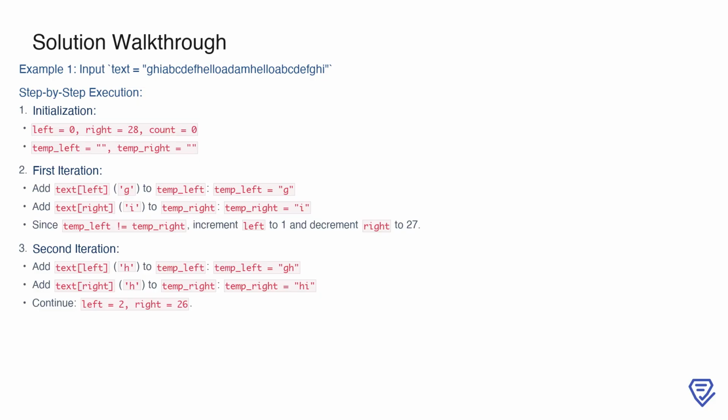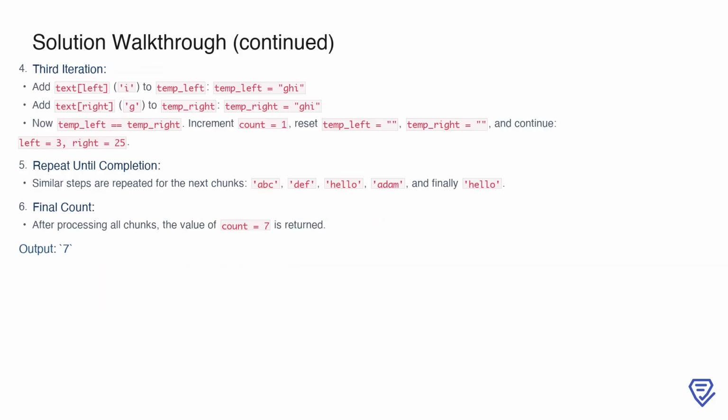Since these two temporary strings are not equal, we update the pointers by incrementing left and decrementing right. In the second iteration, we add the next characters, H and H, to temp_left and temp_right, but the strings still do not match. We continue moving the pointers inward while building these temporary strings. In the third iteration, temp_left becomes GHI and temp_right becomes GFI. Now that the two strings match, we have identified a valid palindrome chunk.